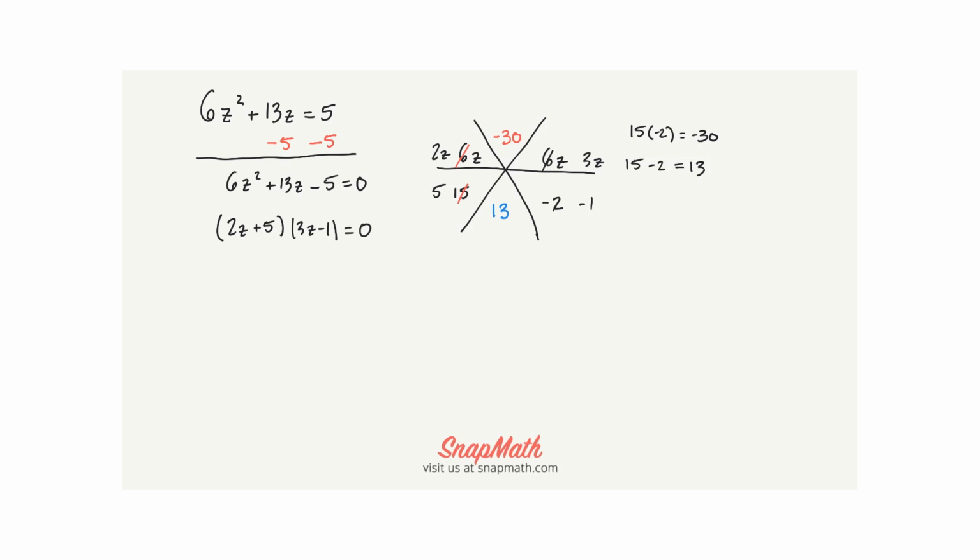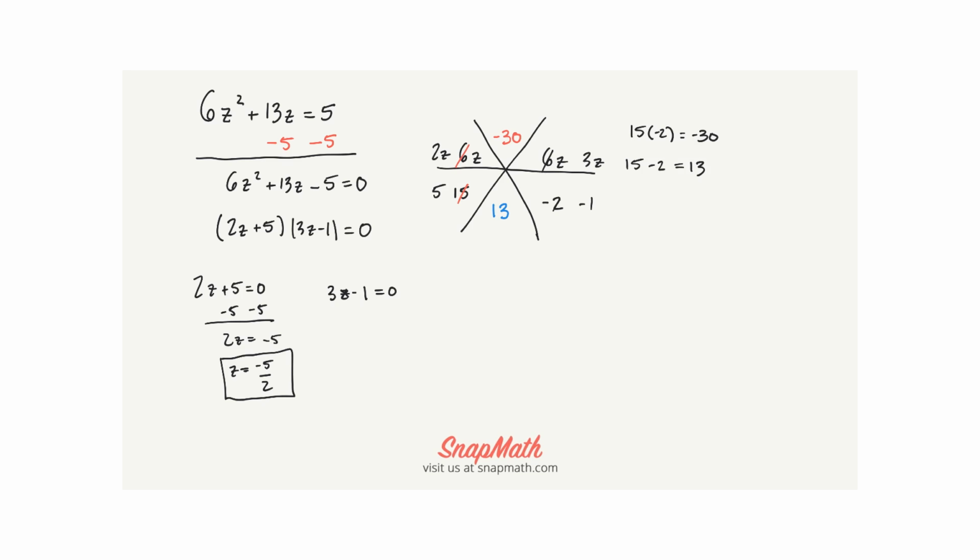The next step is we need to set each binomial equal to 0. So we have 2z plus 5 equals 0, and 3z minus 1 equals 0, and we solve each one. So we subtract 5 on each side, and then divide by 2, and that will give us -5 over 2. So that's our first answer.